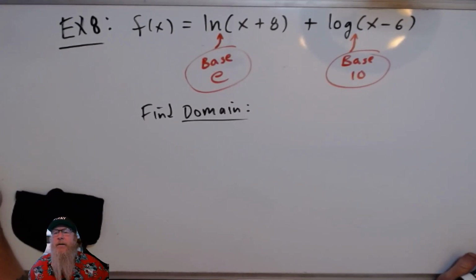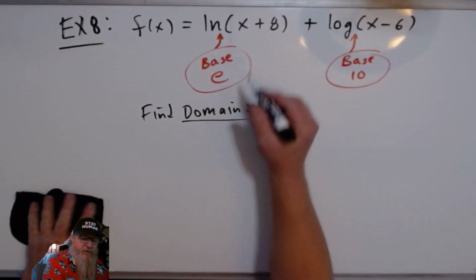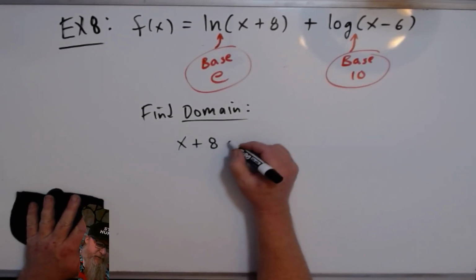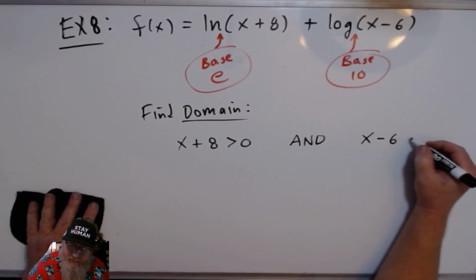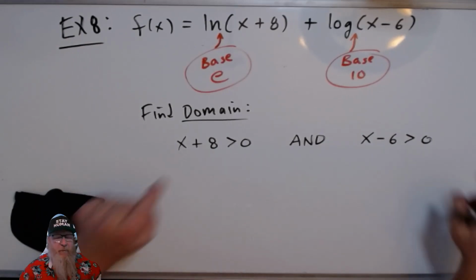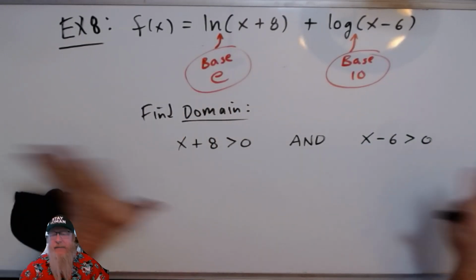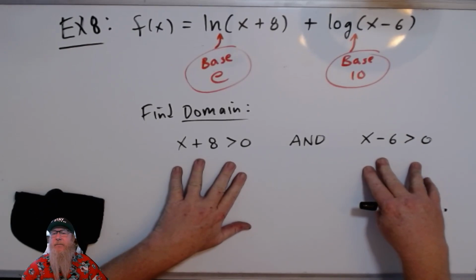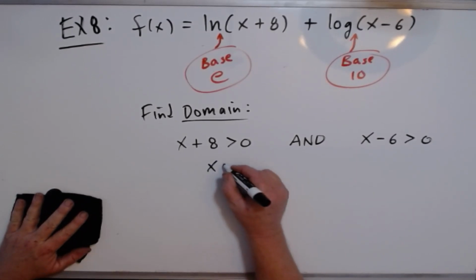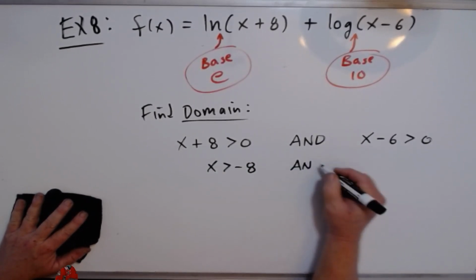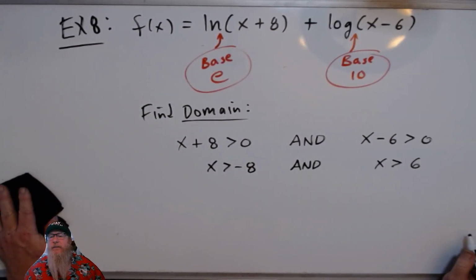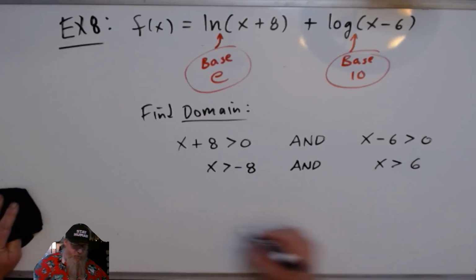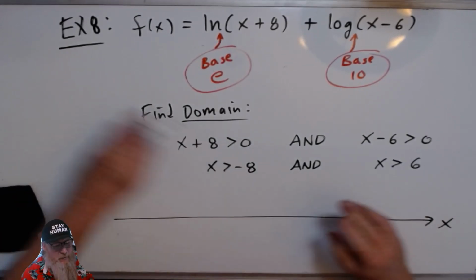All right. So what we want is the domain of this and the domain of this. And they're both logarithms. It doesn't matter what the base is. They both follow the same basic principle. So x must be greater than -8 and x must be greater than 6. Remember, we're talking about the x-axis here.